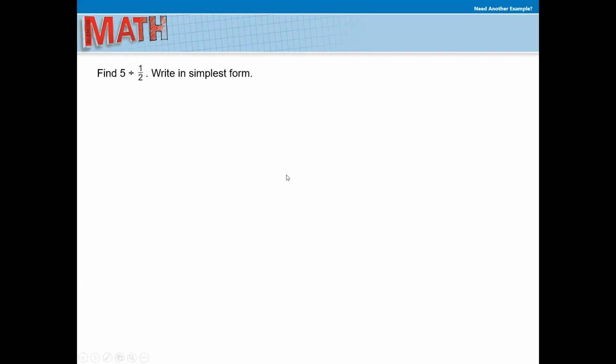Pause the video while you do your work. Press play when you're ready to go on. Number 5, find 7 divided by 2/3. Write your answer in simplest form.